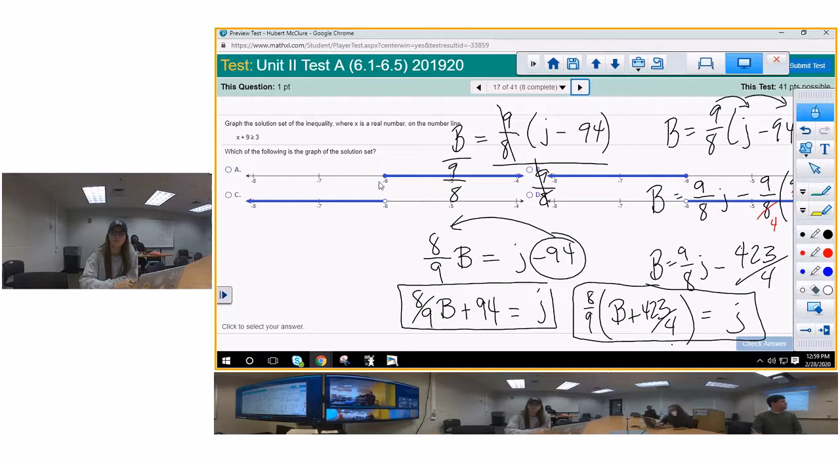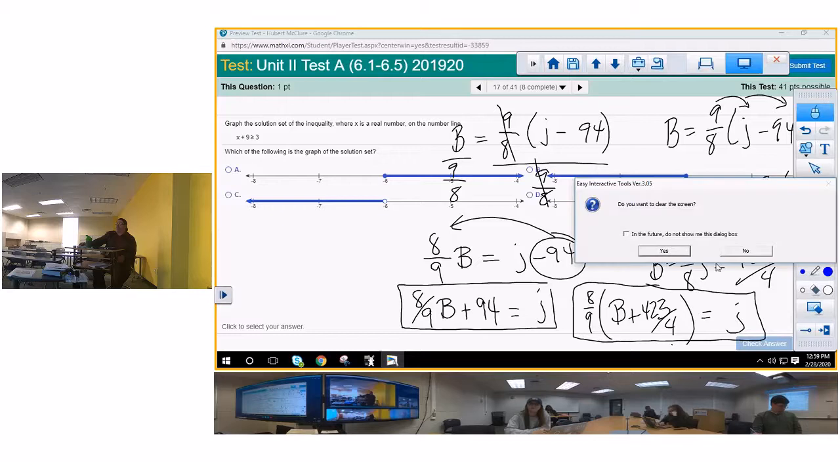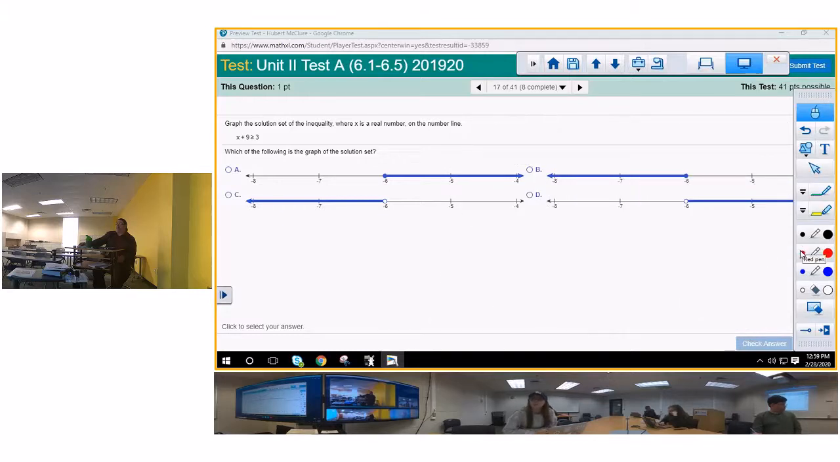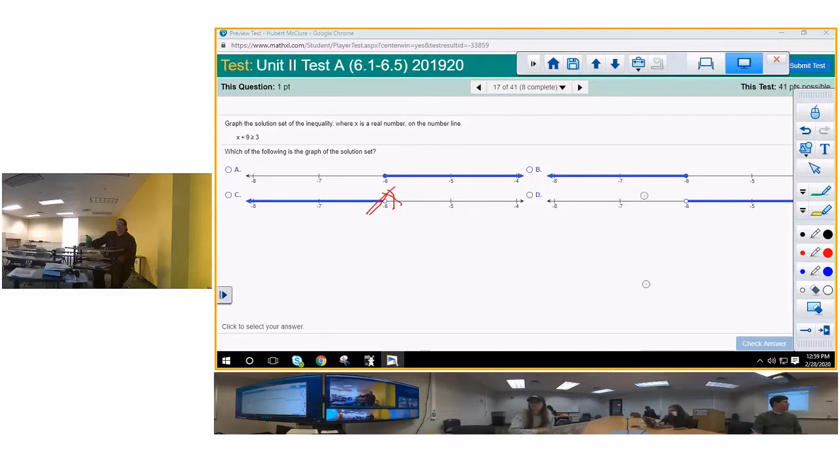We went over one like this, but let's go ahead and deduce. Somebody deduce which ones it's not. It can't be Charlie or Delta. Good job. Okay, next.